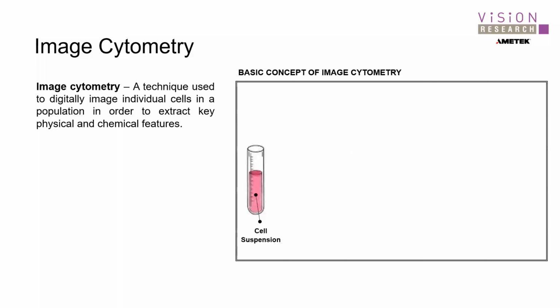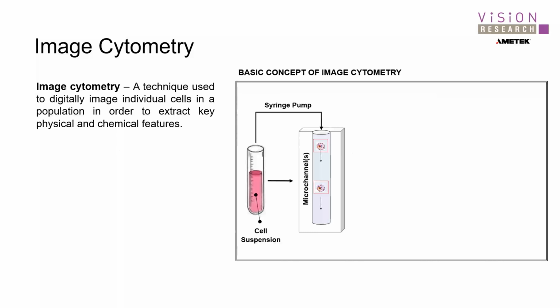Okay, so what is image cytometry? It's a technique to digitally image individual cells in a population in order to extract key physical and chemical features of those cells. A basic concept on a very, very high level is you have cells in a suspension, just cells in a liquid media.